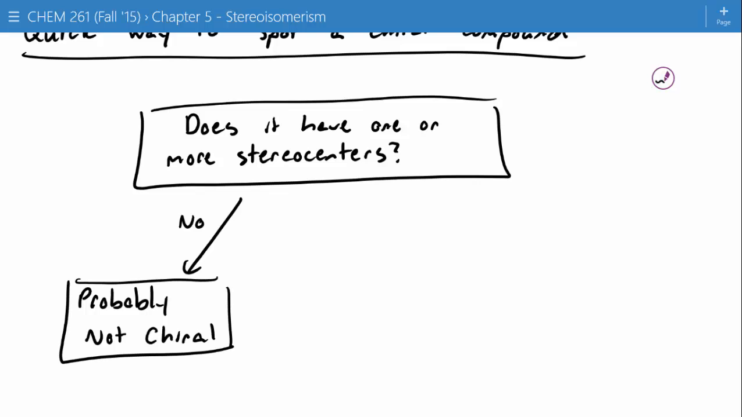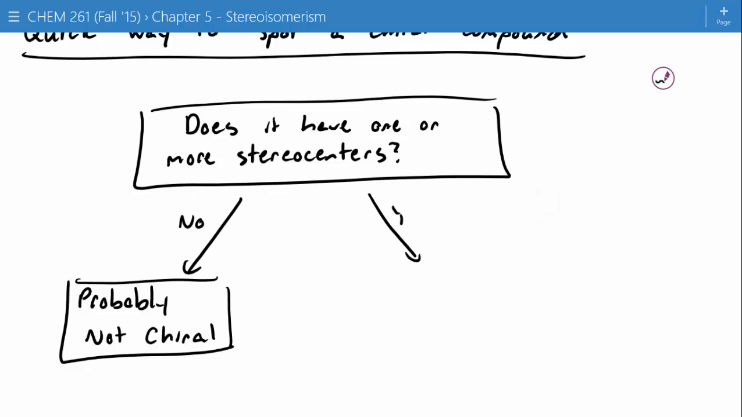I'm sure you guys have taken enough chemistry classes to know that there's an exception to every rule. And that's why I said probably, not absolutely not chiral. There are some weird forms of chirality called axial chirality that we're not going to spend very much time on. Next week when we come back, I'll show you an example of that. So if it doesn't have a stereocenter, chances are it's not chiral, but it's not an absolute 100% certainty.